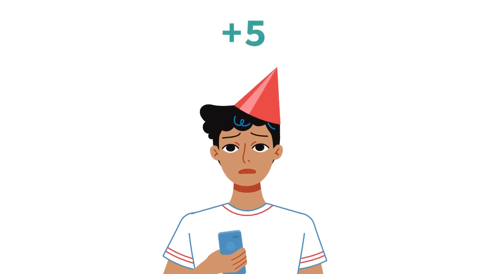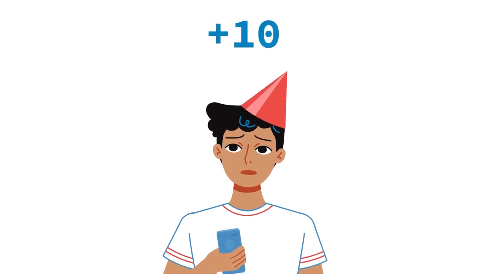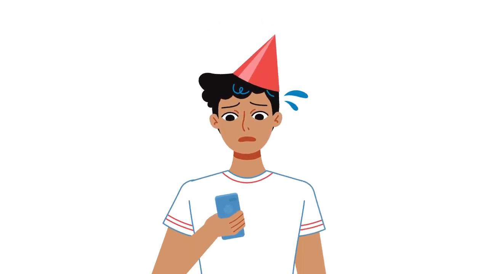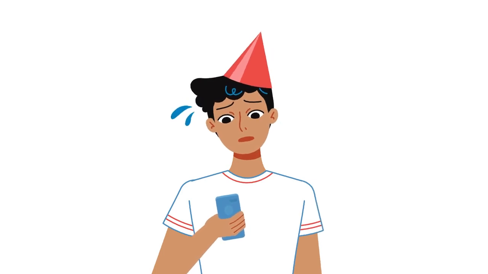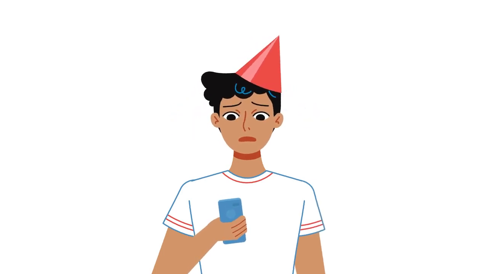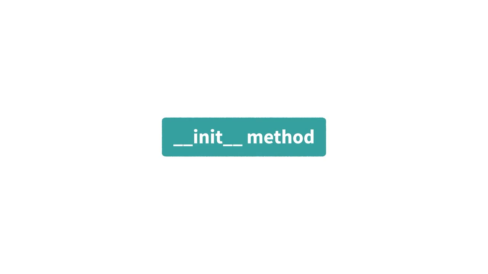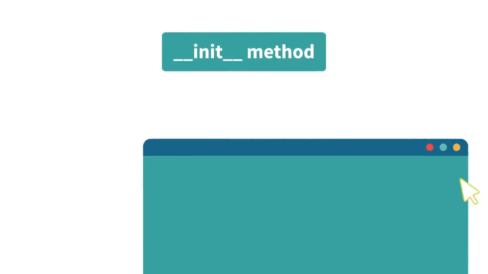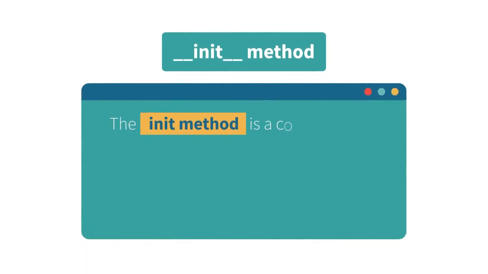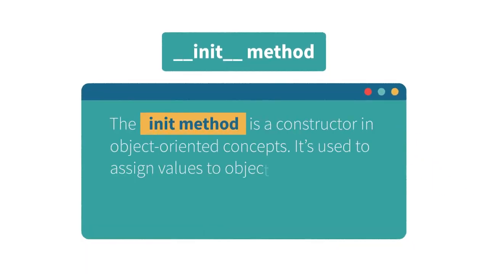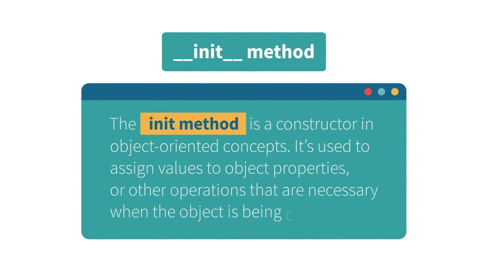But that's only 2 of the people you met in that big party. What if you met 5 more people? Or 10? Or 15? Does that mean you should manually write code for every single guest? It's time to finally use methods. We'll be using the Init method in our guest class. The Init method is a constructor in object-oriented concepts. It's used to assign values to object properties or other operations that are necessary when the object is being created.